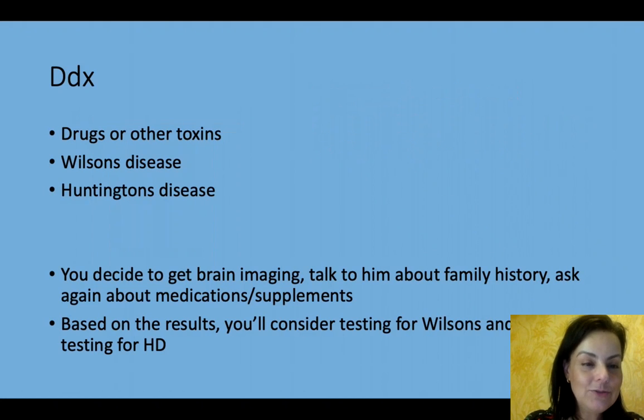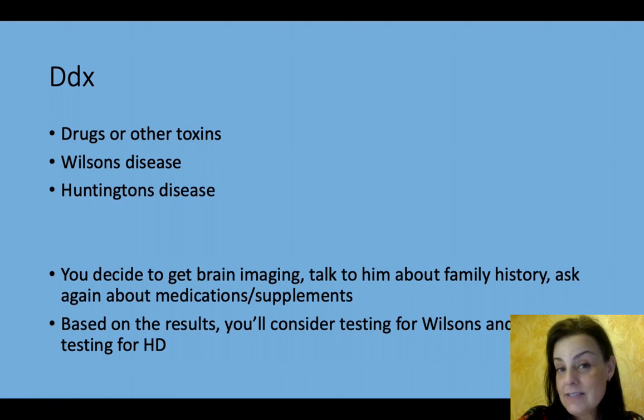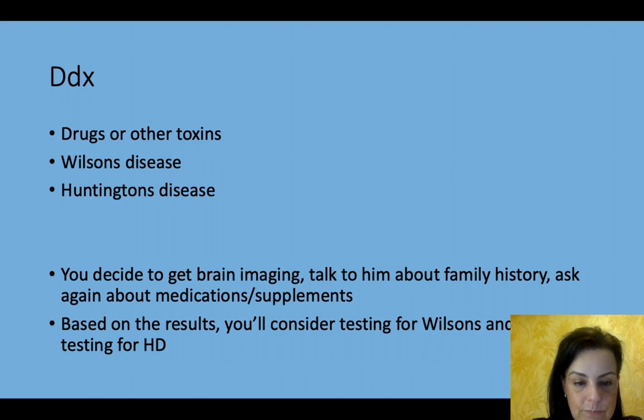So here's what I thought of. Drugs, some other toxin. Wilson's disease, Huntington's disease. So you decide to get some brain imaging on him, and you talk to him about family history, remembering that Huntington's is one of those hereditary diseases. And you check again about any kind of drugs or medications, supplements he might be taking. And then I think imaging is a good place to start, but depending on what you find, you may consider testing him for Wilson's disease or Huntington's disease.